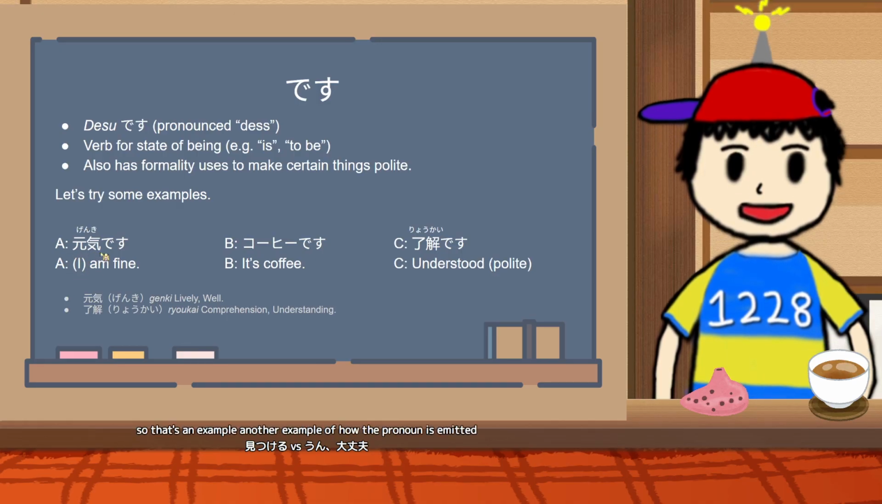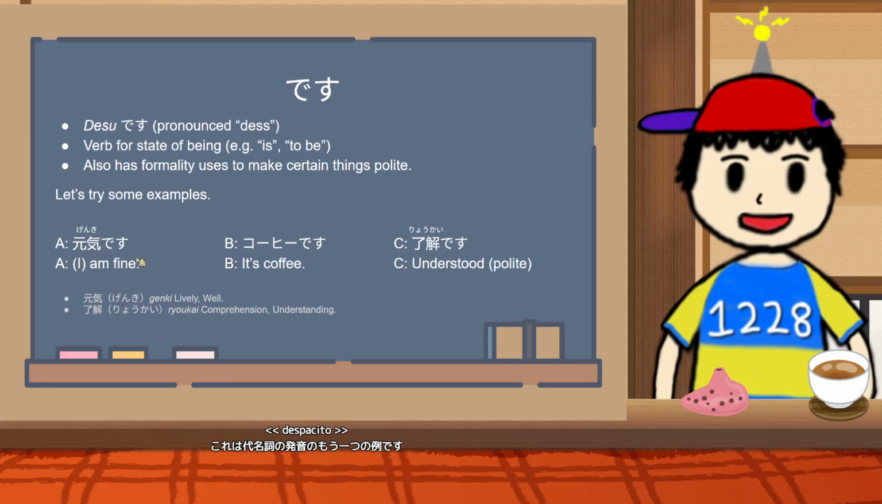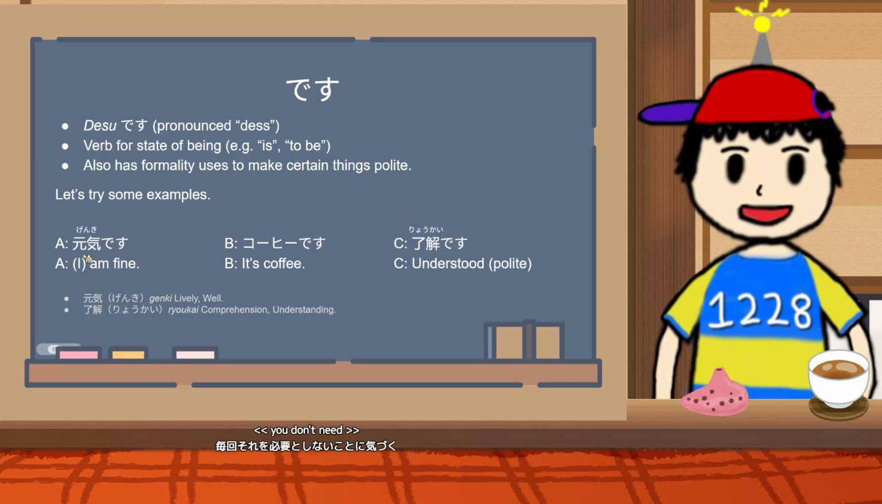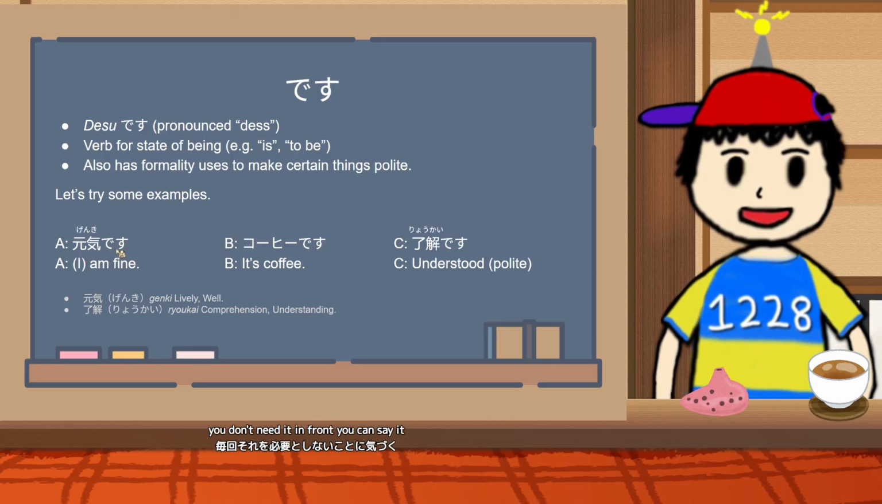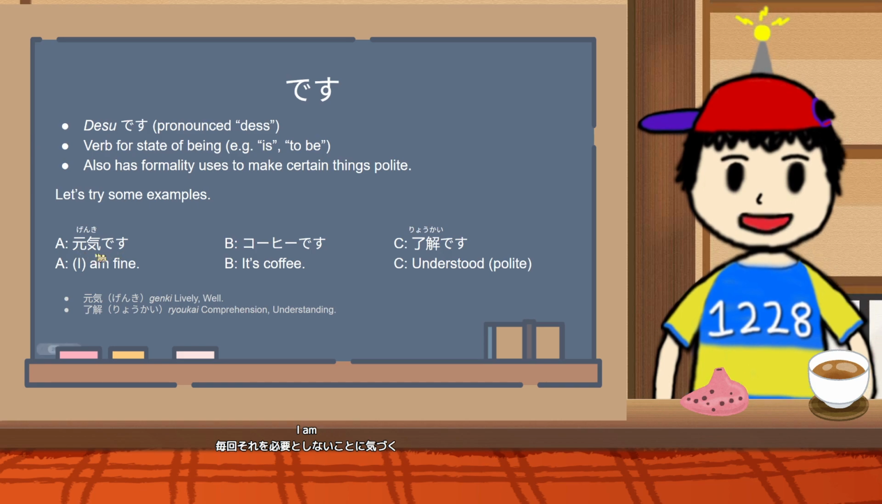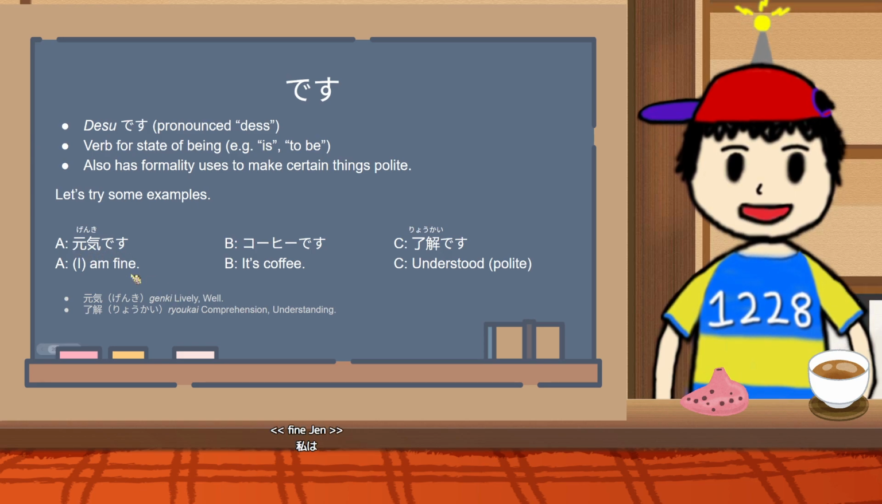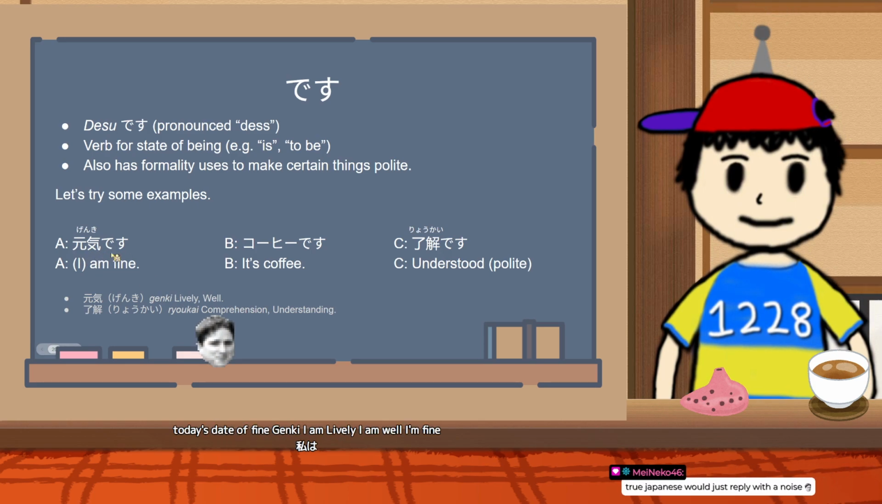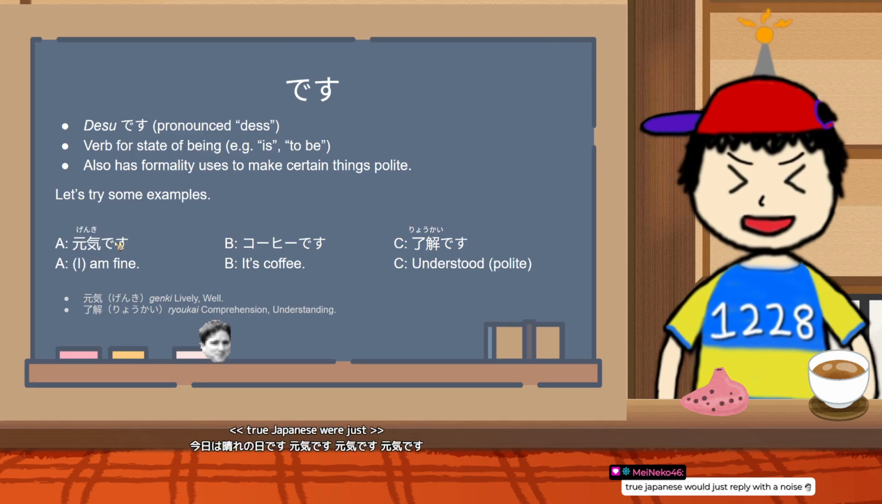Boku wa genki desu. Watashi wa genki desu. Notice how each time, you don't need that me pronoun. You don't need it in front. You can say genki desu. I am fine. I am in a state of fine. Genki. I am lively. I am well. I'm fine. True Japanese would just reply with a noise.